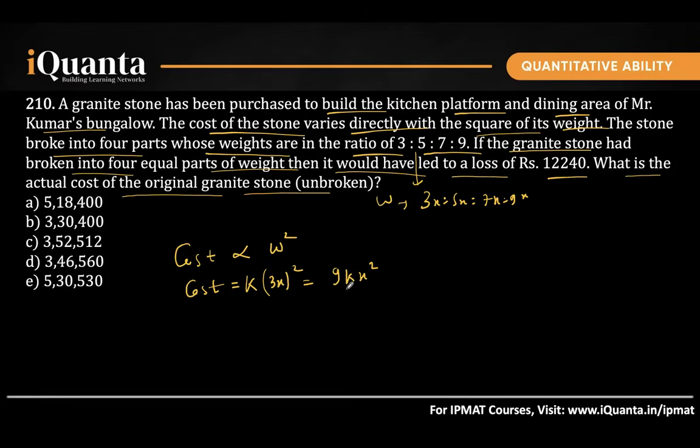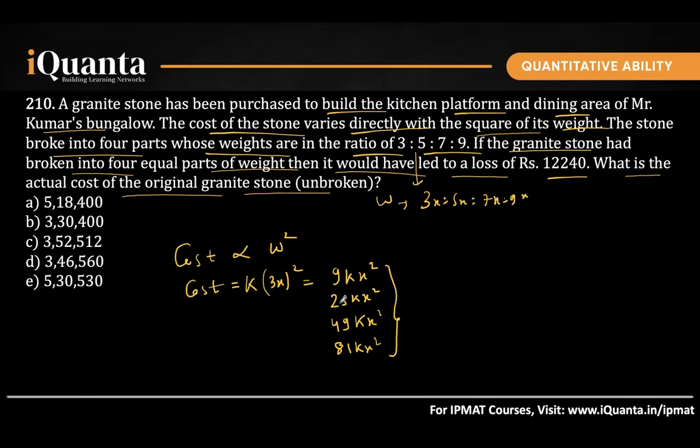Weight of this piece of 5x will be k into 5x square, that means 25k x square. Weight of 7x piece will be 7x square into k, so 49k x square. And finally 9x piece will have weight k into 9x whole square, that means 81k x square. Okay, this is the cost of the granite once it is broken into these pieces.